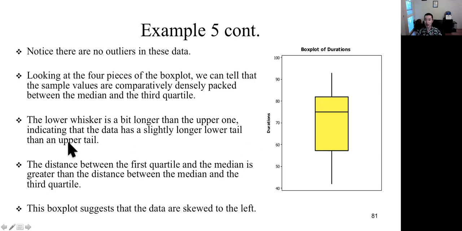We can also see the lower whisker here is a bit longer than the upper whisker, this line. Okay, that shows the data has a slightly longer lower tail compared to the upper tail. Okay, it's skewed to the left. And also some other information. The distance between the first quartile and the median is greater than the distance between the median and the third quartile. Okay, so here is the median and here is the first quartile.